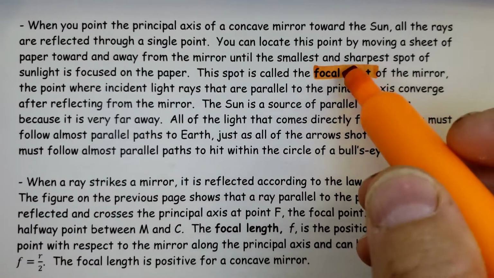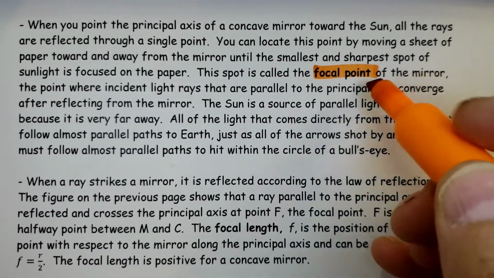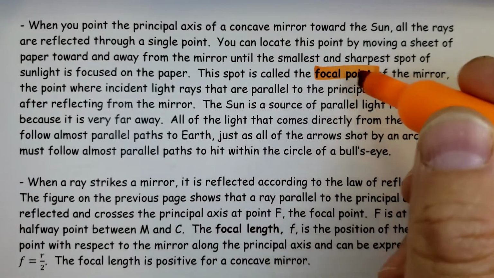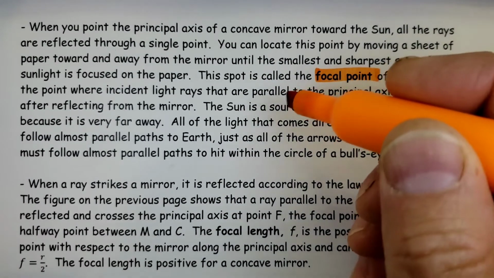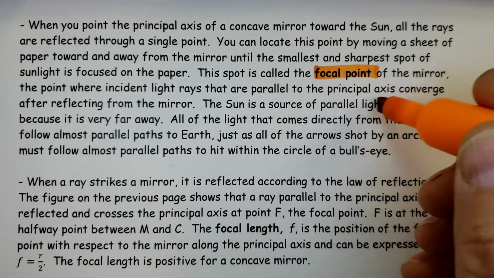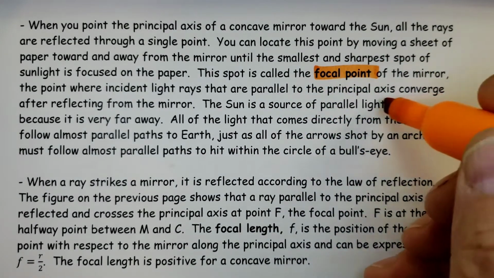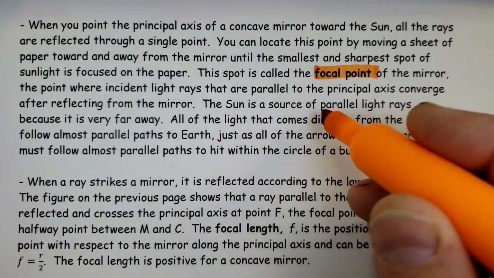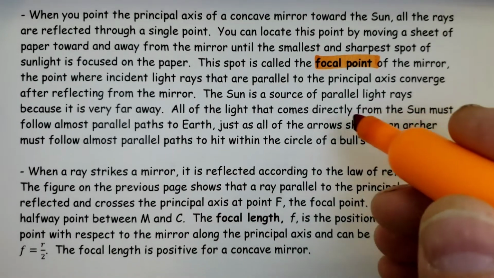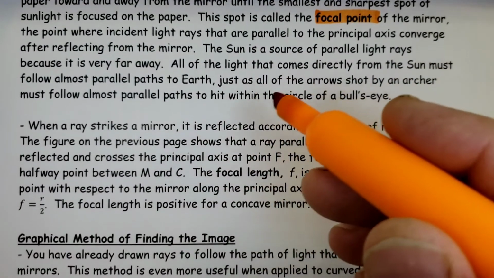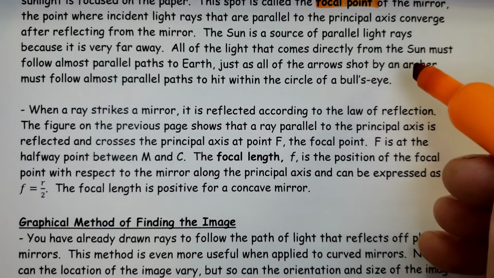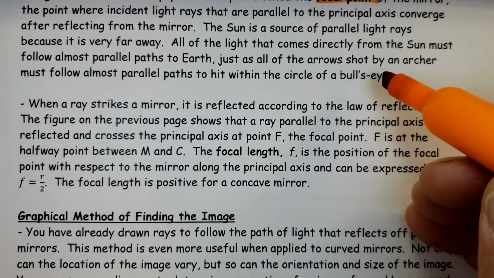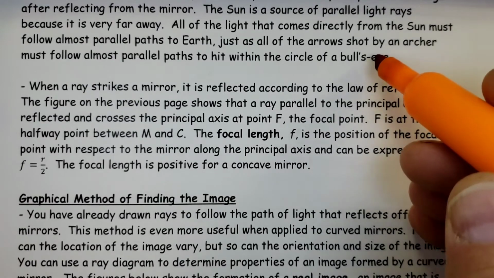So the spot is called the focal point of the mirror, the point where incident light rays that are parallel to the principal axis converge after reflecting from the mirror. The sun is a source of parallel light rays because it's very far away. All of the light that comes directly from the sun must follow almost a parallel path to the earth, just as all arrows shot by an archer must follow almost parallel paths to hit within the circle of a bullseye.